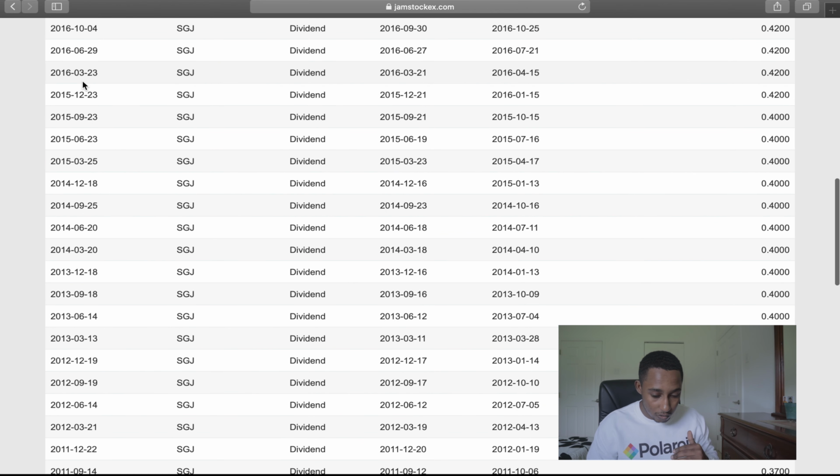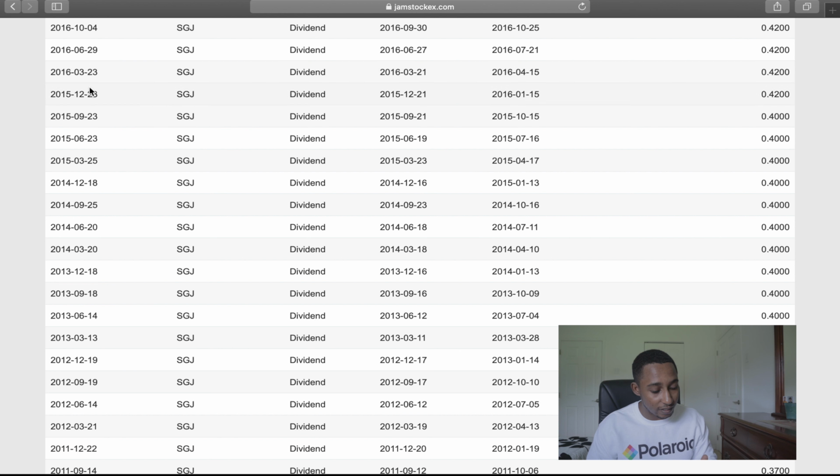So scrolling and scrolling, we see that a change in dividend was at December 23rd, 2015, where they went up to 42 cents. Awesome, another increase. And for 2015, they also paid 4 times for the year. So Scotia is pretty consistent, guys. So now you can see why I invested in them.